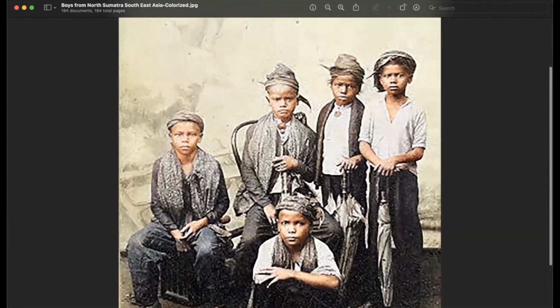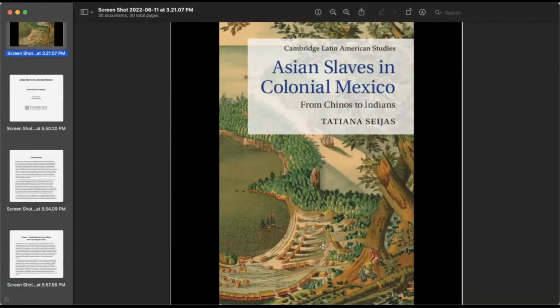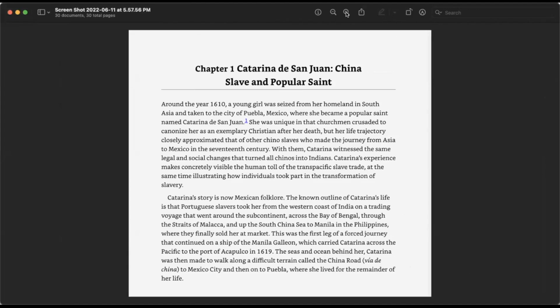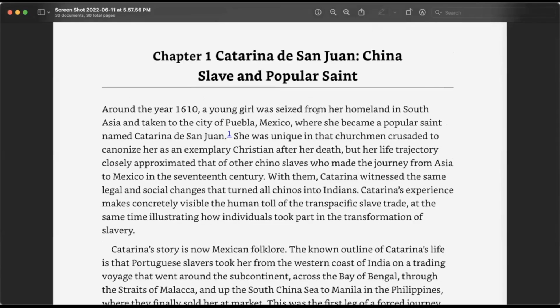Swarthy little boys, so-called Negros, right? So we go back to the book, Asian Slaves in Colonial Mexico: From Chinos to Indians. I'm gonna read here from chapter 1 real quick, a little bit. It says, Katarina de San Juan, China slave and popular saint. She became a saint. She was a China slave though. China, remember who they were calling Chinos now. Now you got a clear perspective.